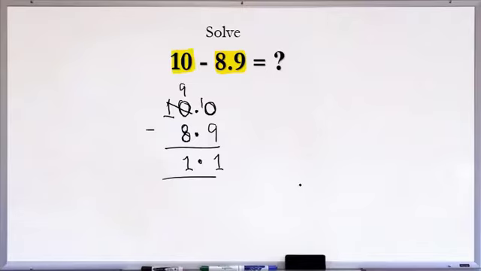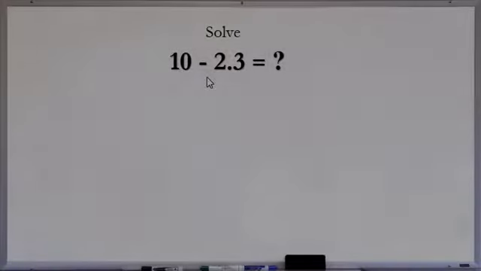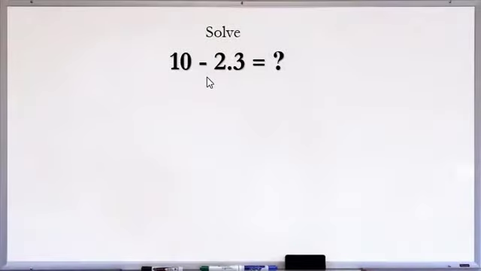So the answer is what? 1.1. Our answer is 1.1. Beautiful. Solve 10 minus 2.3. We will start with the 10, and then 2.3. There's a decimal point here, so that means we need to create 1 for the 10.